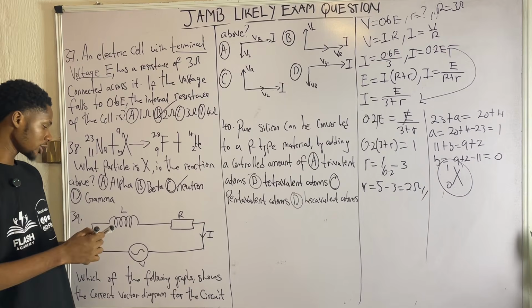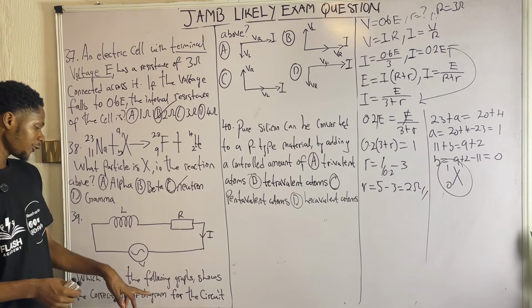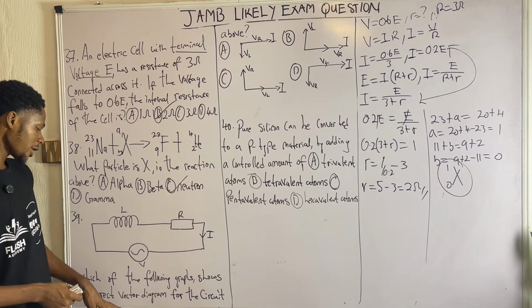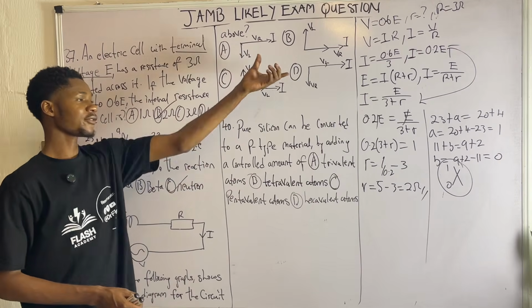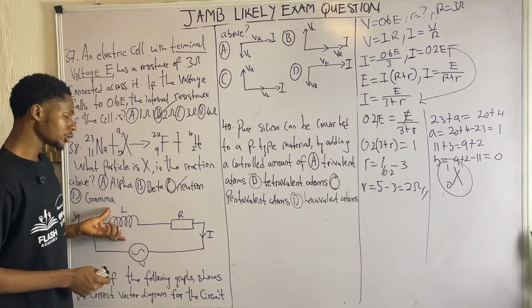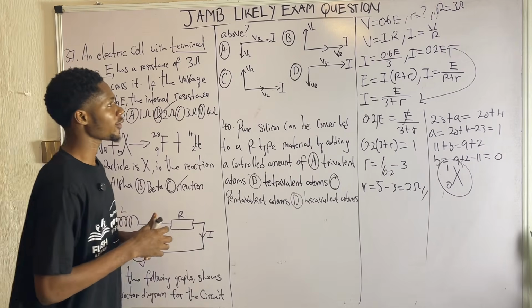Okay, now next one is on AC circuit. We're having an inductor connected to a resistor. Now, which of the following graph shows the correct vector diagram for the circuit? For the circuit above, we're having various diagrams. Now take note, for an inductor, the voltage of an inductor will always lead the current by what now? Pi over 2 or 90 degrees.